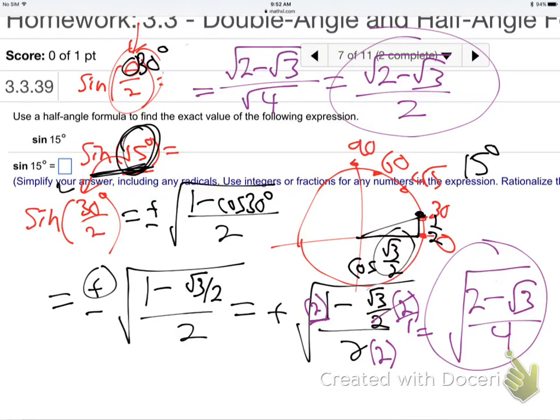So that is the answer. Everybody see what I did in that last step? Just the root over the entire fraction. I put that over root onto the top and the bottom, and root 4 is just 2.